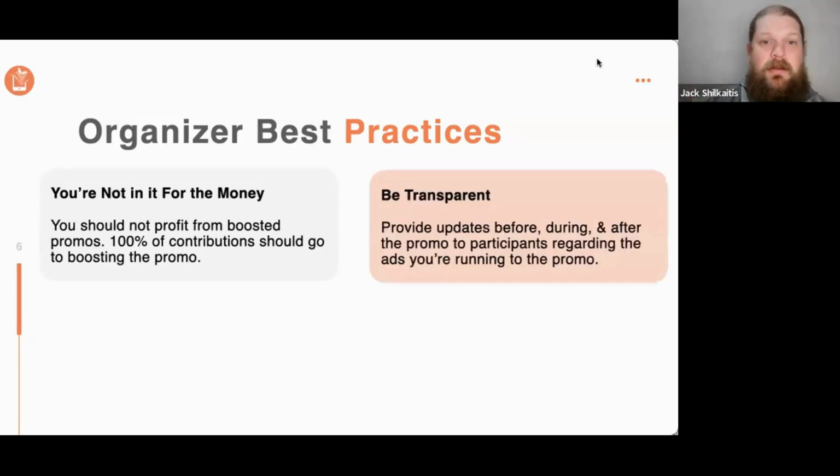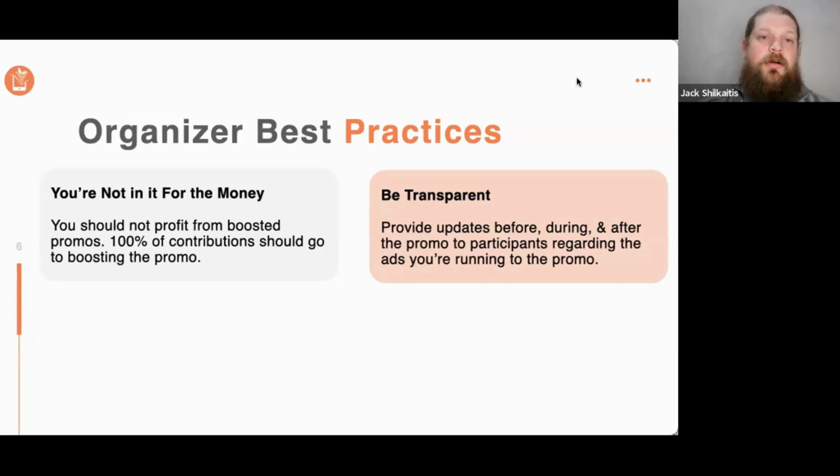You should be transparent with your participants as well. Make sure you provide them updates. I would recommend providing updates before the promo starts. This can be shortly before it starts. So you don't have to be sending an update every week, but send an update before the promo starts. Let everybody know, hey, here's the approximate budget. If you want to contribute some more, you can, or what have you. Maybe share some of the ad images that you're planning to use and that sort of thing.